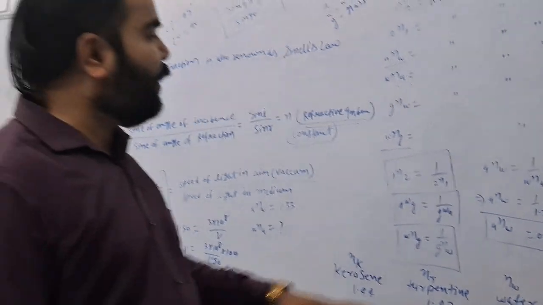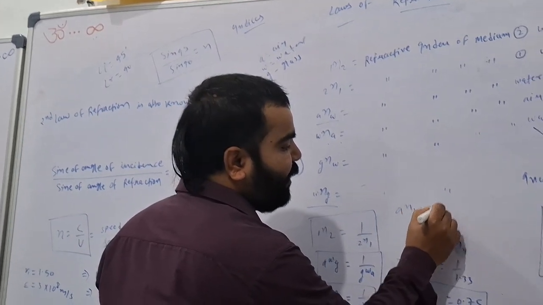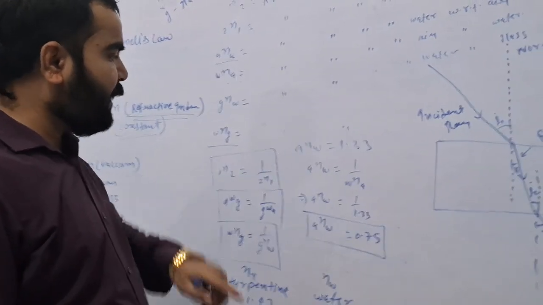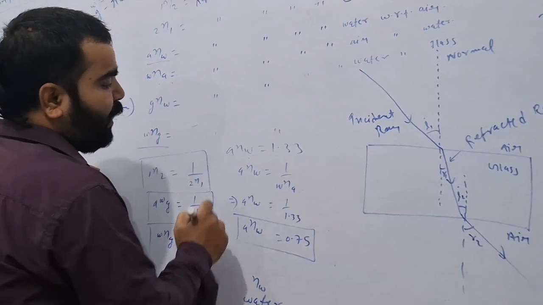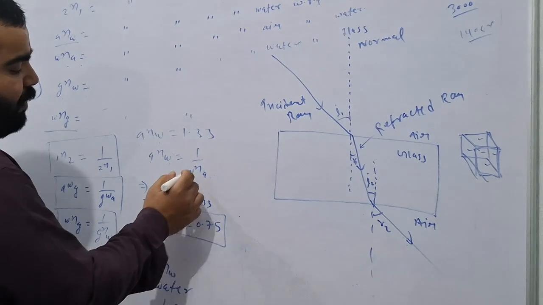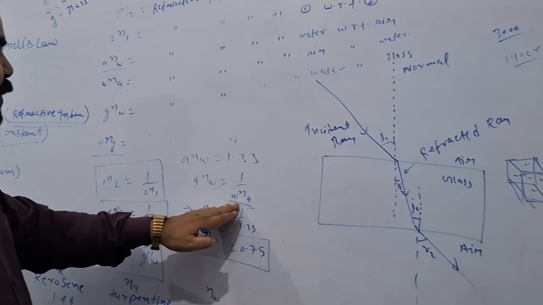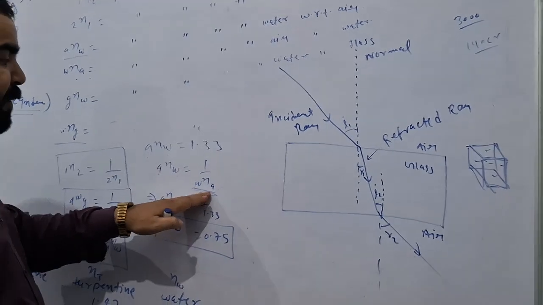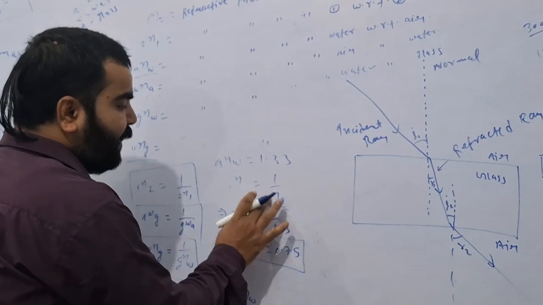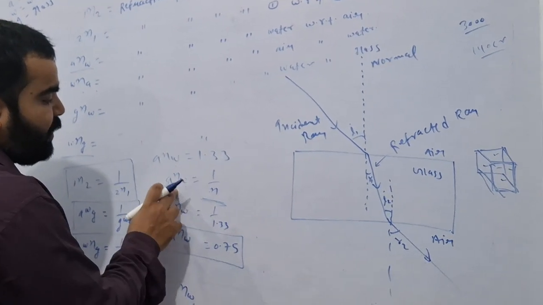AW was given, 1.33, when light was traveling from air to water. Okay, this was given, and the reciprocal of this one we can write. But this one was not given; this one we had to find. We have written it wrongly. It should be AW, because this one is given.